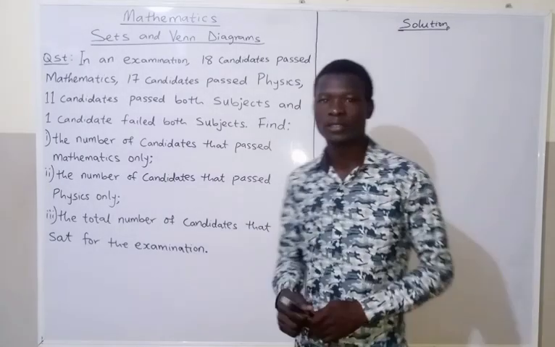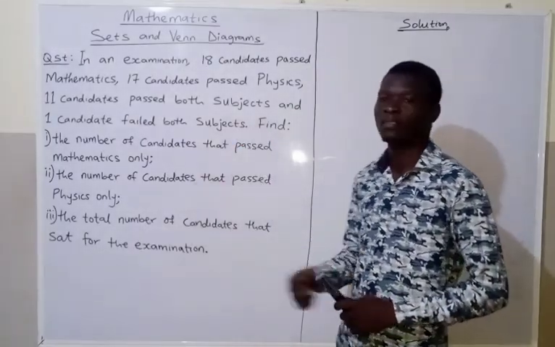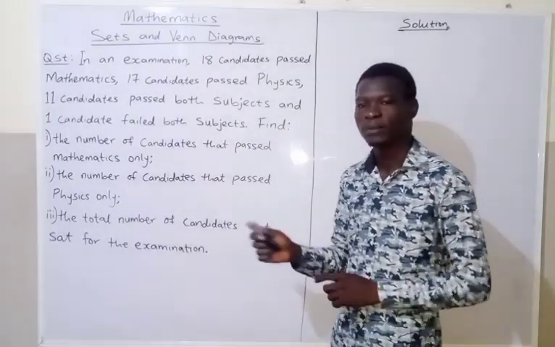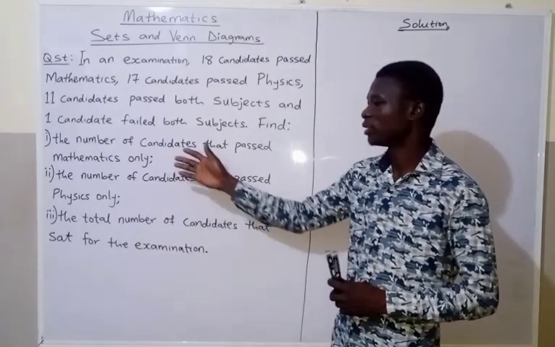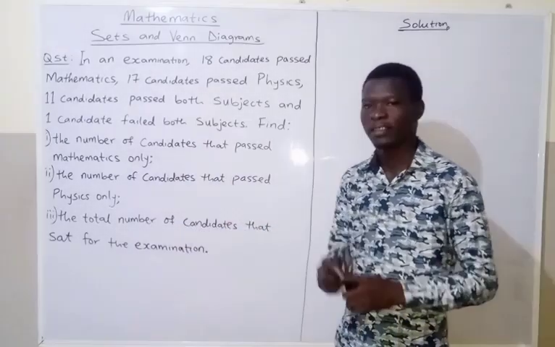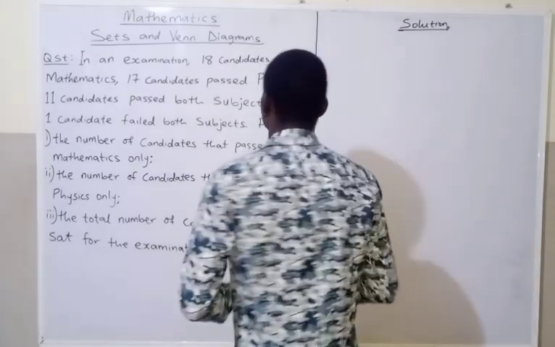Okay, so proceeding to solving the question, we are going to bring out the parameters that have been given in the question, and with these parameters we are going to set up our Venn diagram, and then the questions that follow will be seen directly from the Venn diagram. So we'll proceed to bringing out the parameters in this format.